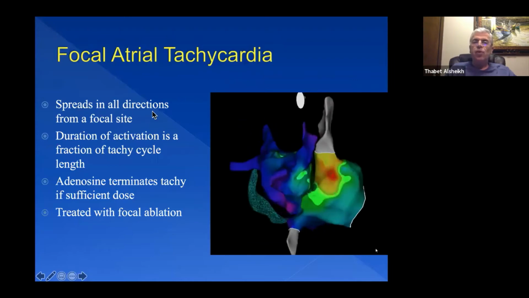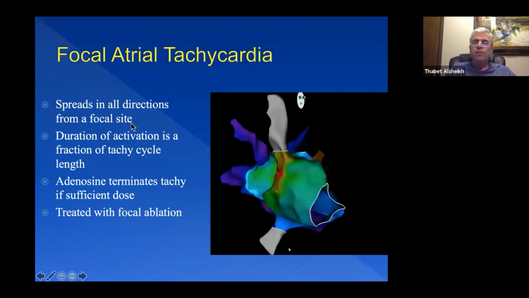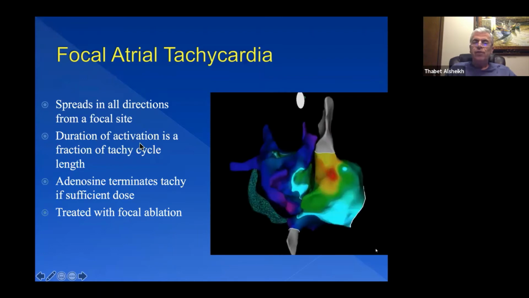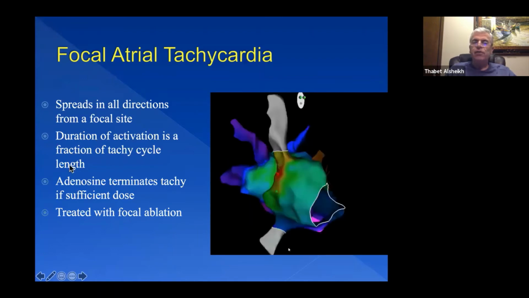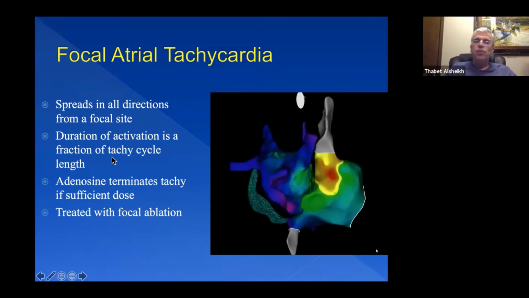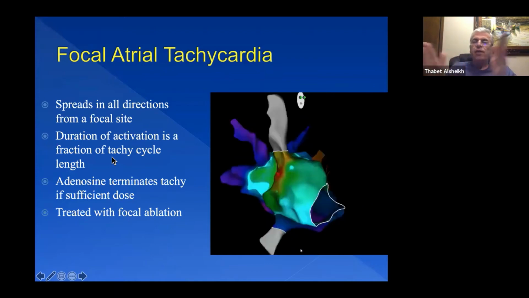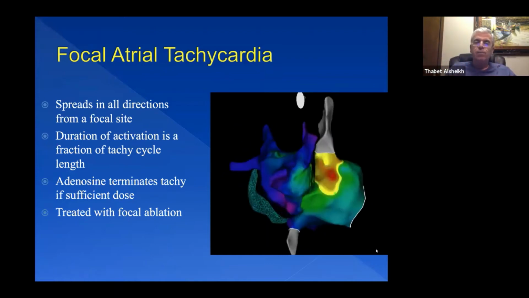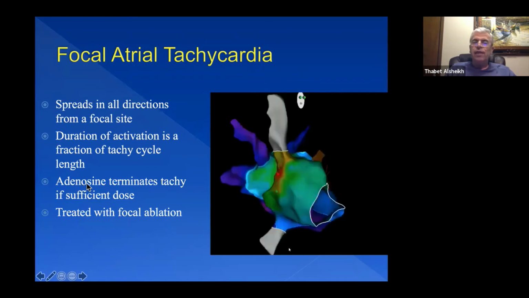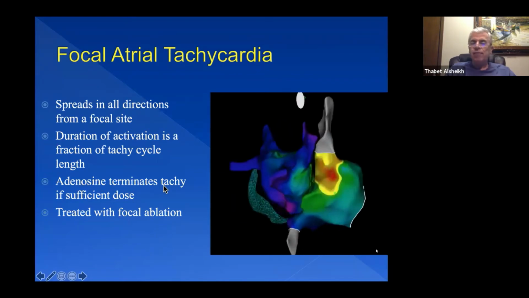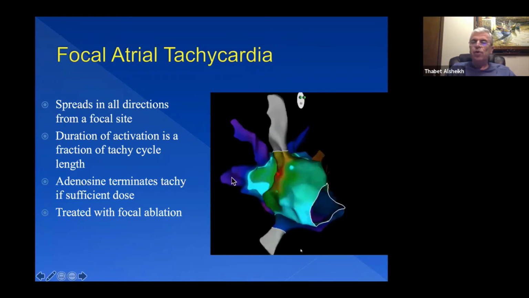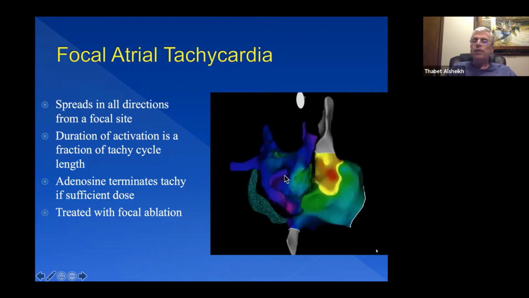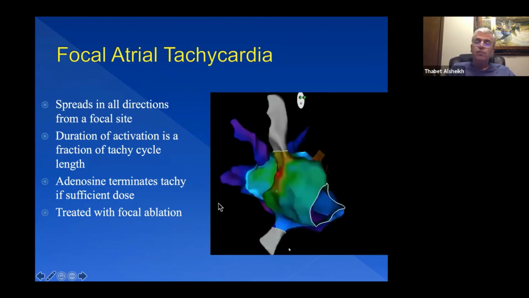Activation spreads in all directions from a focal site. Duration of activation is a fraction of the tachycardia cycle length, as we said. In between activation, we have areas of electrical silence. If we give adenosine, it tends to terminate the tachycardia if given in sufficient dose. So focal atrial tachycardia could be adenosine sensitive.